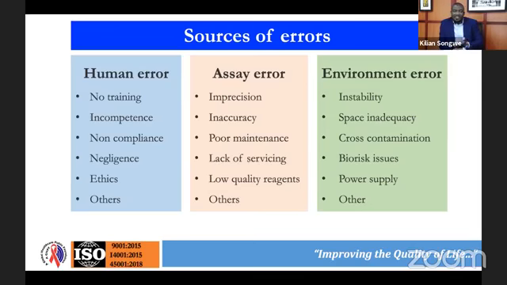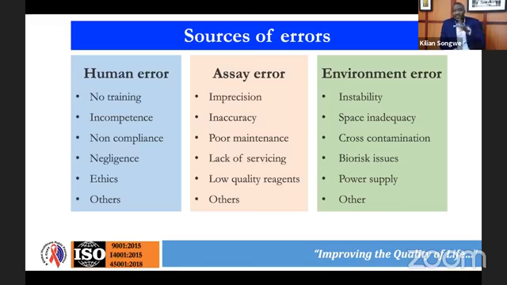It can be a space inadequacy. For example, some equipment needs a minimum amount of space, and if you don't give them that space, there will be issues. There can be cross-contamination. For example, you're conducting some activities that are incompatible, and then you encounter some cross-contamination. And I think one very critical example that I can give here is the storage, where we have been storing our reagents.